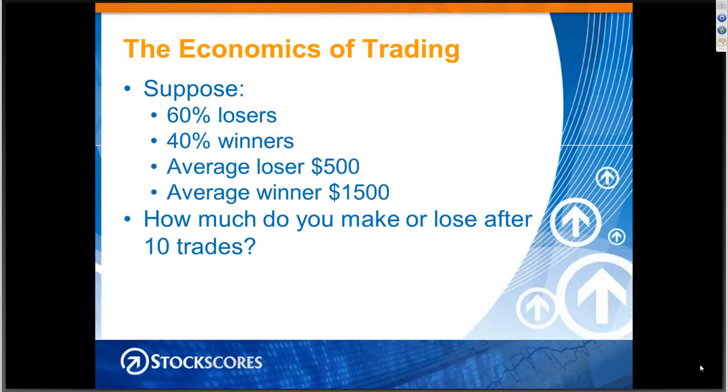Suppose the following. Suppose I have 60% of my trades are losers, 40% of my trades are winners. My average loser is $500. So when I lose, on average, I lose $500. And when I make, on average, I make $1,500. The question is, how much do I make or lose after I have made 10 trades using the following metrics?